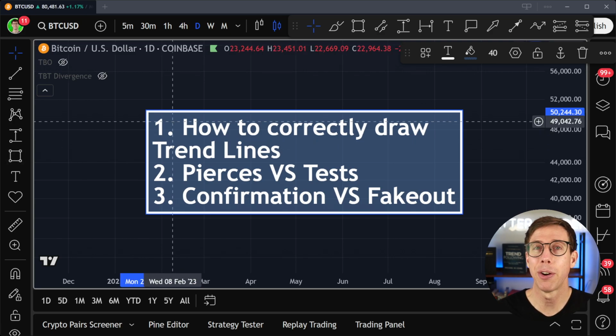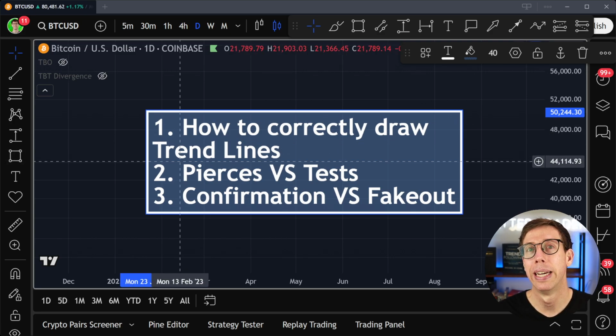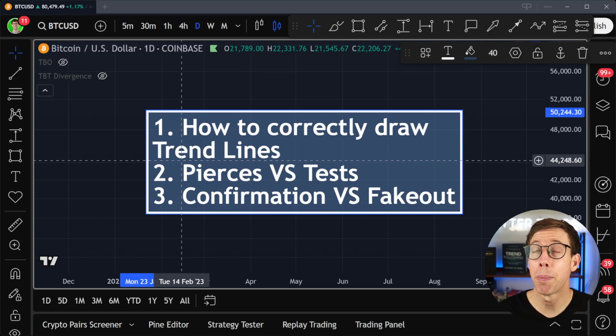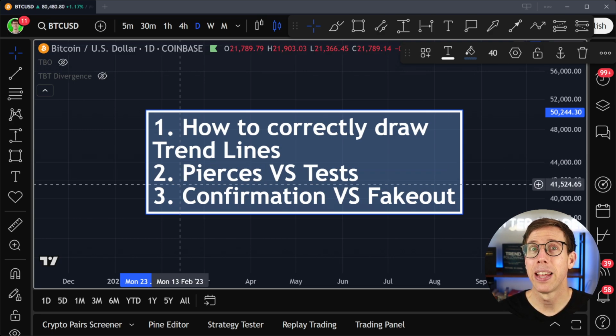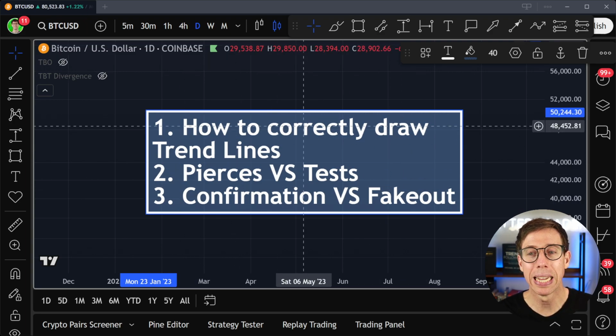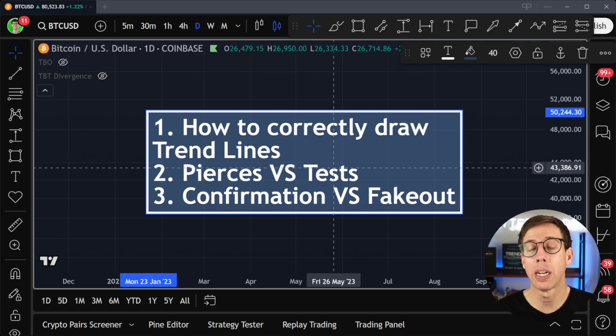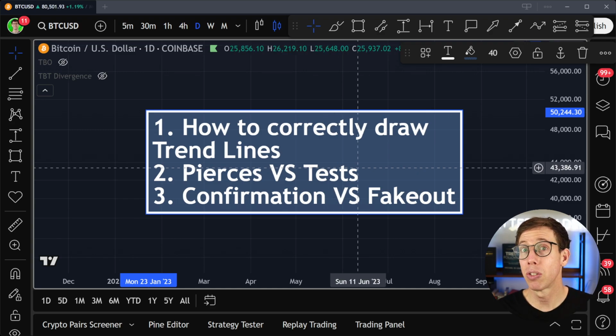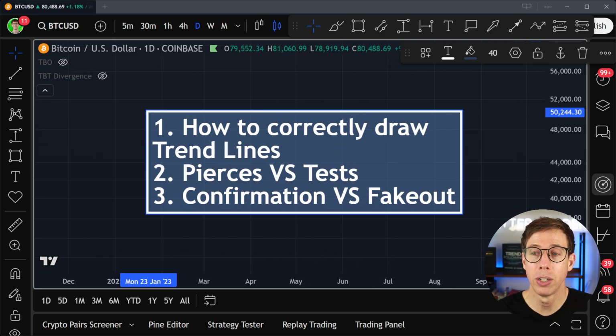The first thing is how to correctly draw trend lines. The second thing is the difference between a pierce and a test, and then confirmation versus a fake out. These are the three main things that people struggle with a lot when it comes to drawing trend lines. So let's start with the first one, how to correctly draw trend lines.